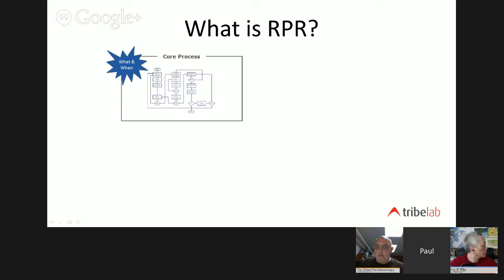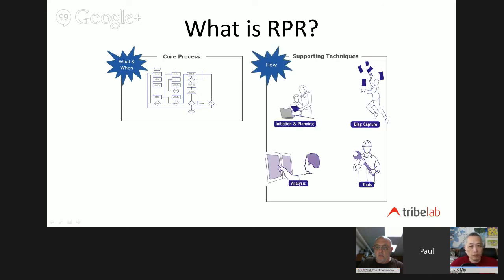But what does appeal to the technical people are the supporting techniques. So not only does RPR tell you what to do and when to do it, it tells you how to achieve the objectives of each step of the process. And so that gives you these two groupings where we have process, which is of interest to service operations because it makes the problem manageable, and technical support teams who are switched on by the supporting techniques because they find them quite sexy.